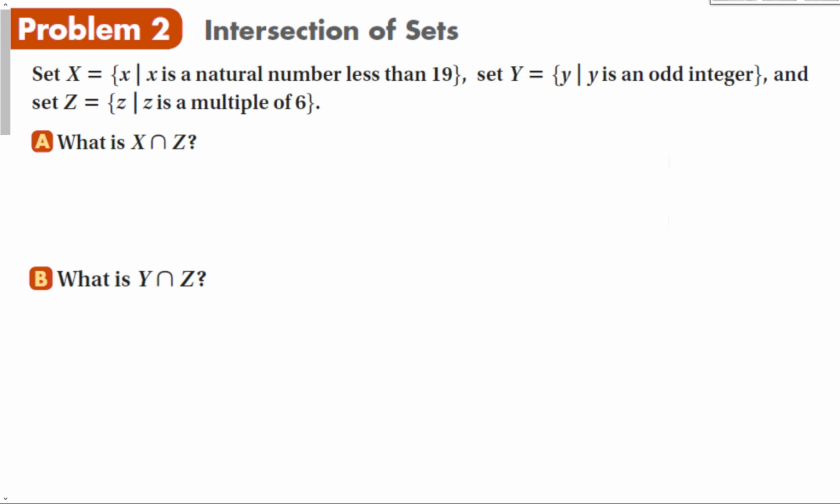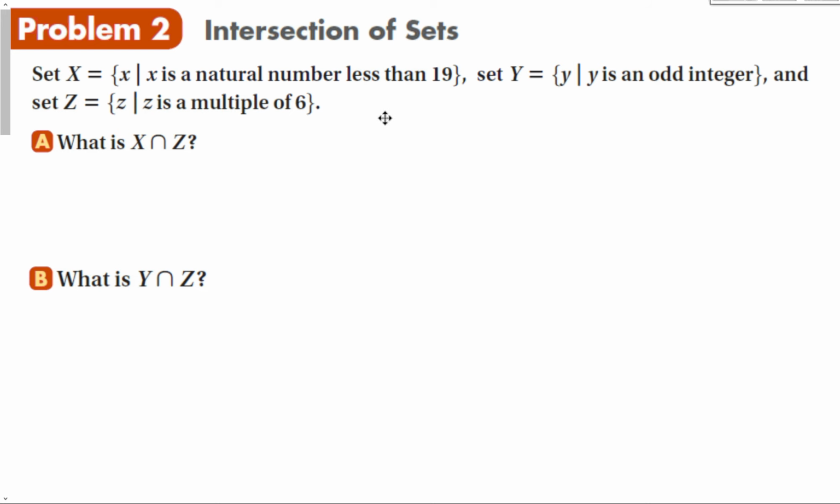Okay, so set X equals x such that x is a natural number less than 19. Set Y is y such that y is an odd integer. And set Z is z such that z is a multiple of 6. To help us out here, let's first list all of the sets. This set is kind of big, but we can do it.